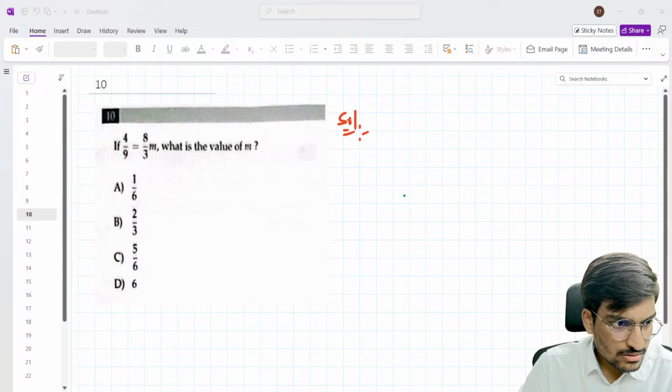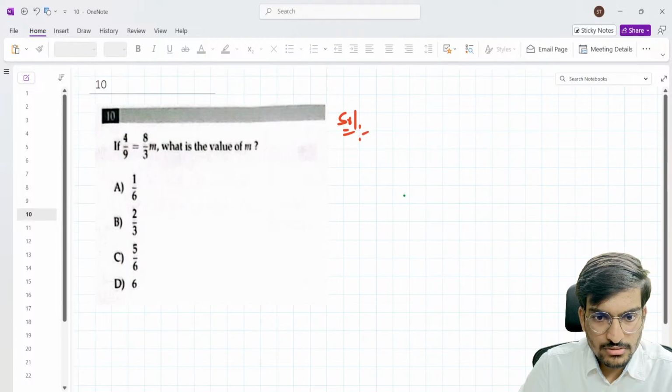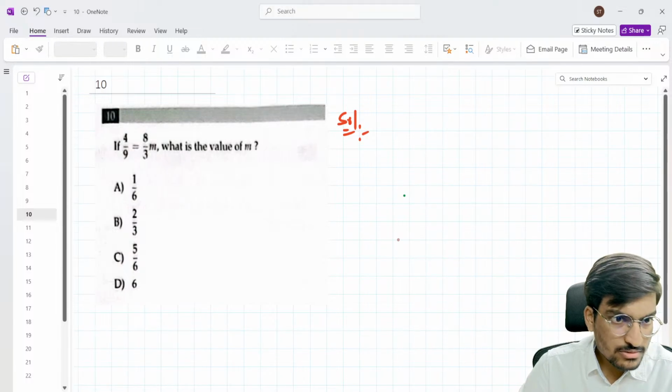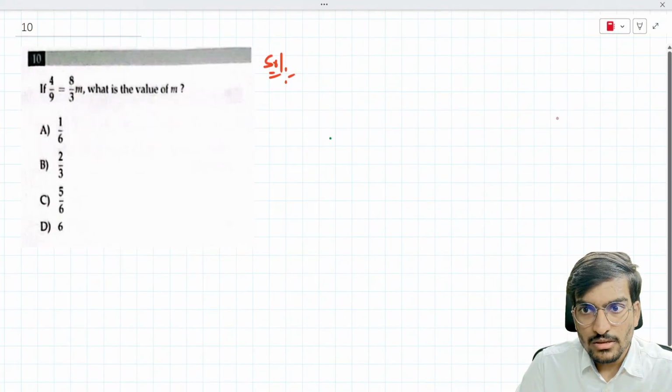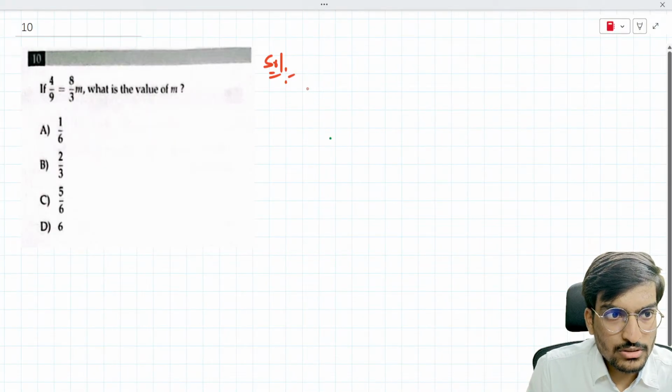I can see Tanu answered 1 by 6. Fine. Waiting for Saidu Rahman. Okay, fine. Let me solve it.